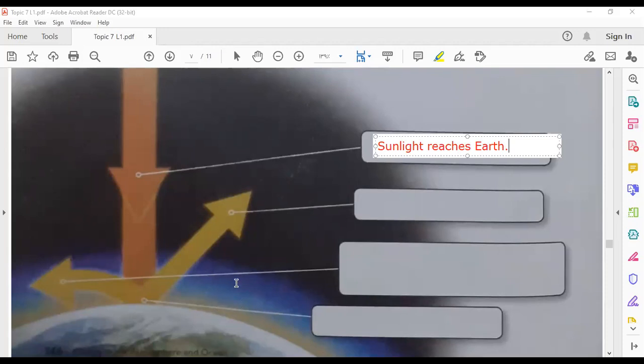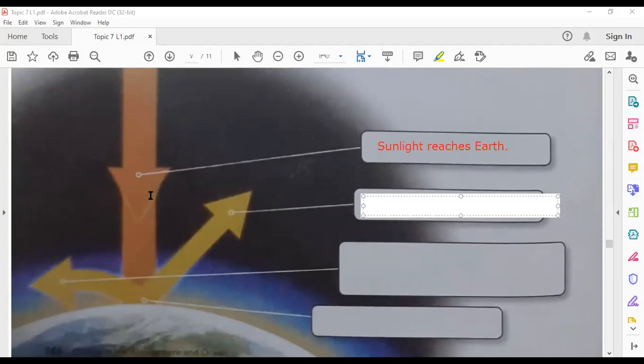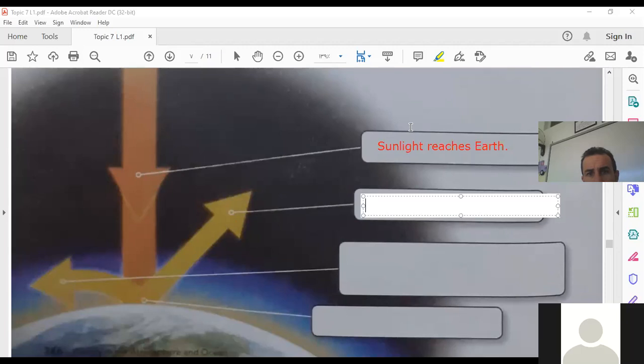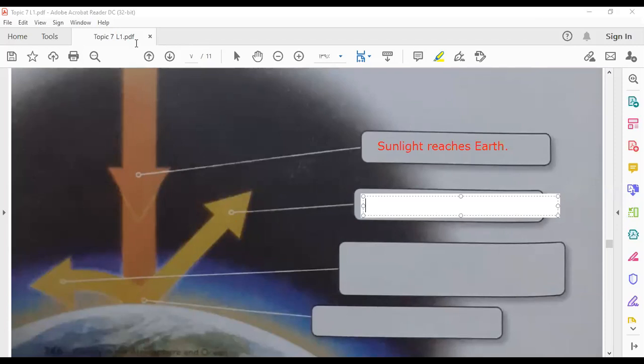Okay, what does the second arrow, this one, represent? Please, no one answer without permission. Look, this is sunlight that reaches Earth. Can I answer? Let's see who wants to answer. Amr, go ahead. The energy reflected, or the sunlight reflected. Okay, but reflected to what? To space. To space.